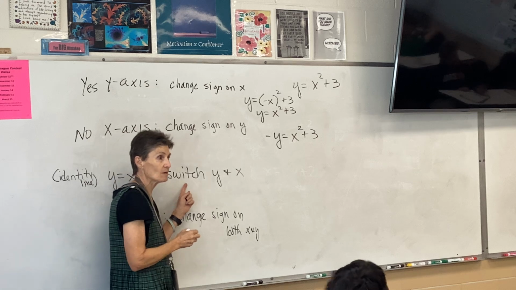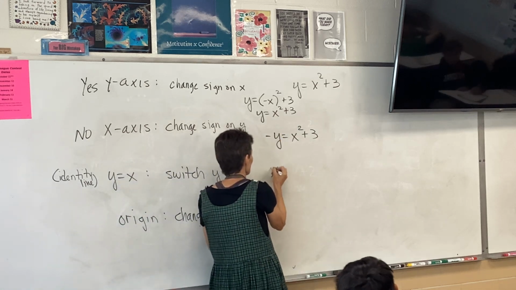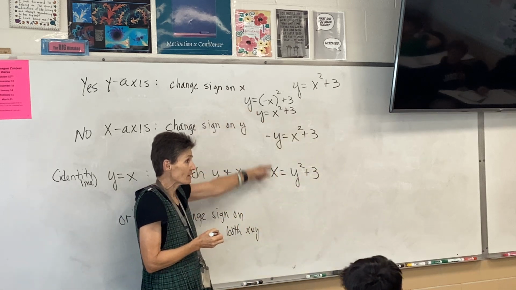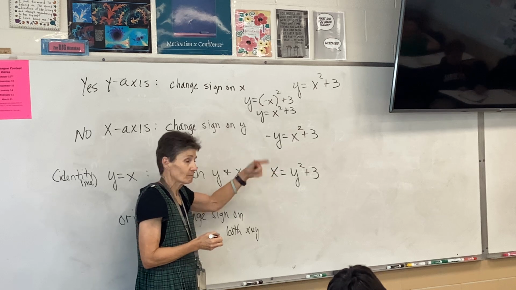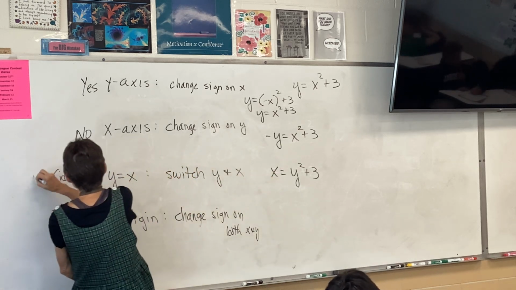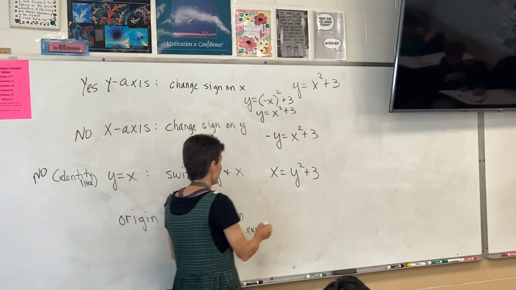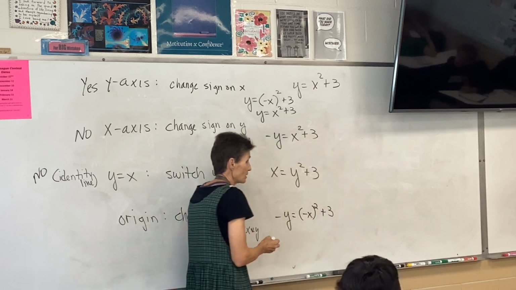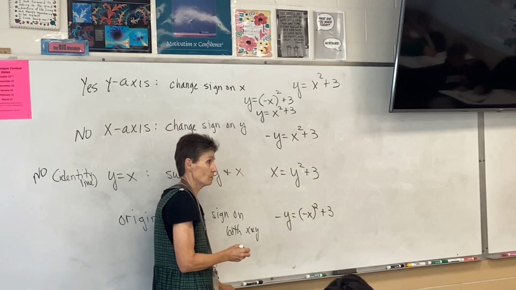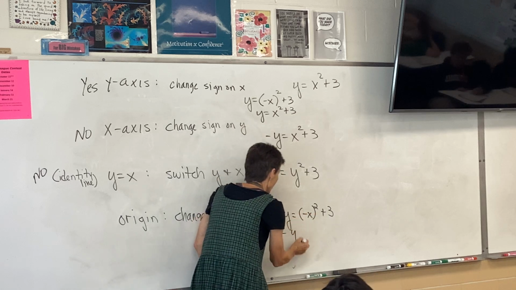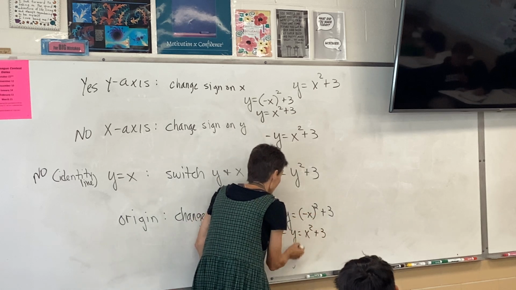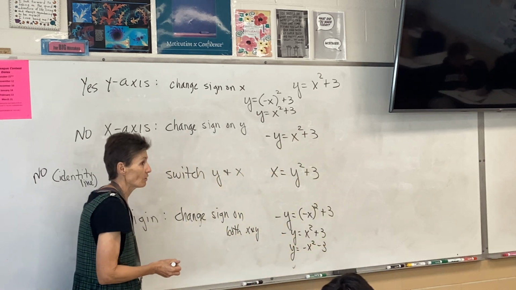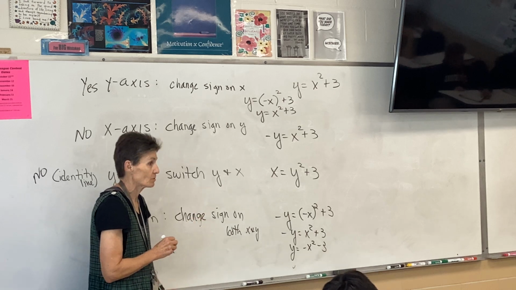How about switching the variables? If you switch the variables, can't you tell that's a no? Because that has x squared and this has y squared. So that's it. How about changing the sign on both? That's going to be a no. Because that's going to become x squared plus 3, but then you're going to have negative x squared minus 3. So that one is also a no. So that one has one special symmetry.